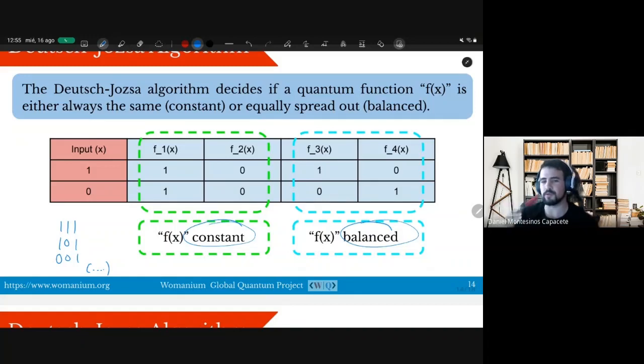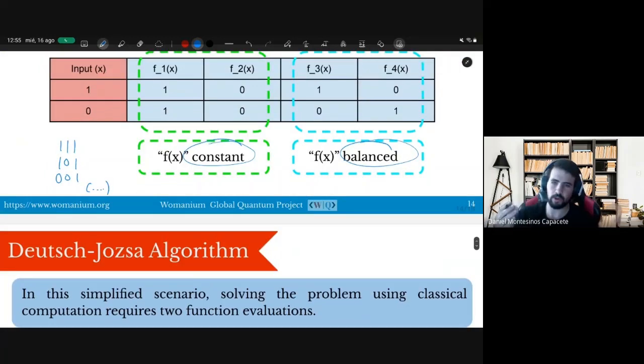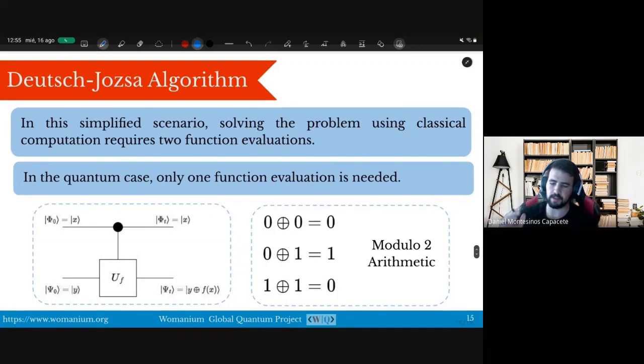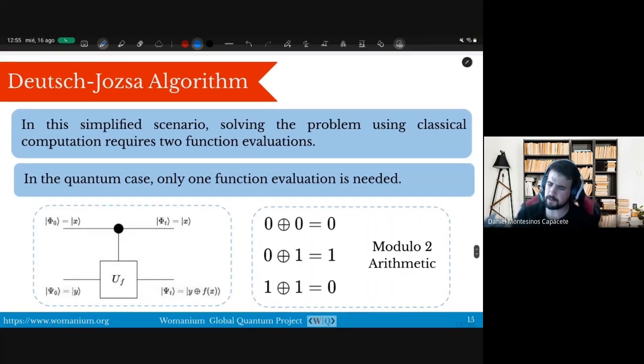So you need to increase the calls that you do to your function. In the classical case, they are going to be way more than just 2 calls. But in the quantum case, it is still going to be just 1 call to your quantum circuit. So that's quite interesting, and we are going to explain that in detail in the next slide.